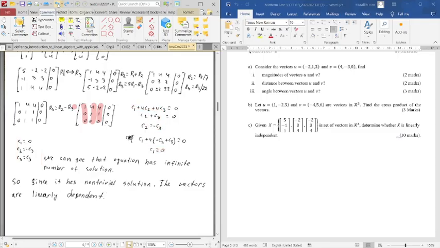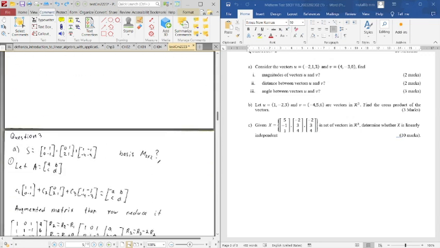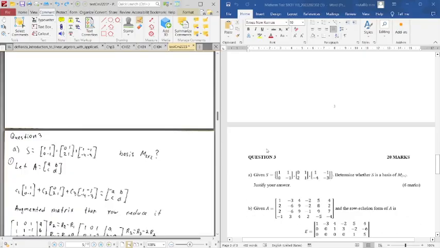What does non-trivial mean? Non-trivial means our scalars here would be any number other than 0. When all the numbers C1, C2 and C3 are 0, then it means our system has the trivial solution. But here we have an infinite number of solutions, so it means it has a non-trivial solution. So we are done with question 2.